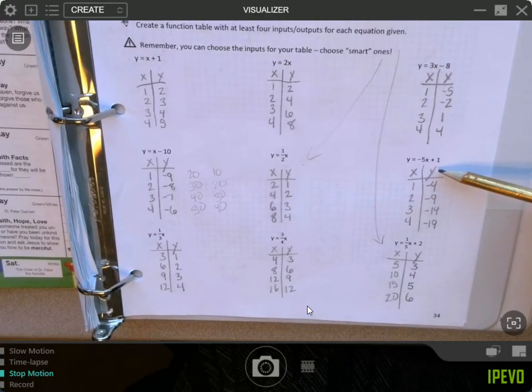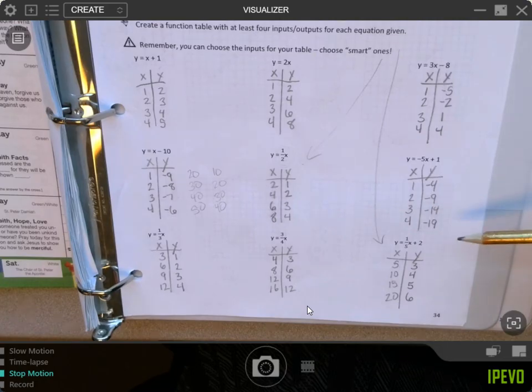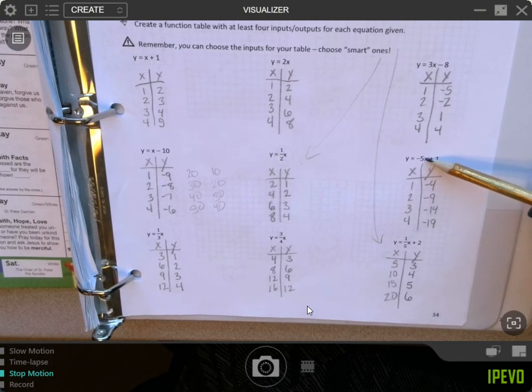All right, for this last one, I put in the 1, 2, 3, 4. I got -4, -9, -14, -19. Some people might want to put negative numbers in for their x, so that way when you multiply it becomes a positive and it's easy to work with. That would have been fine also.